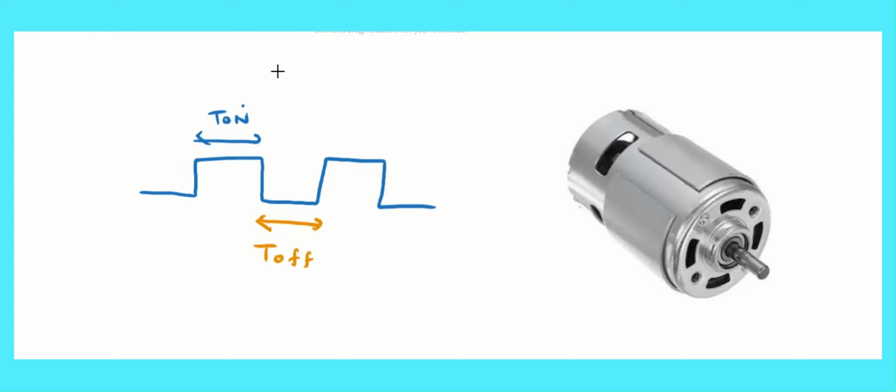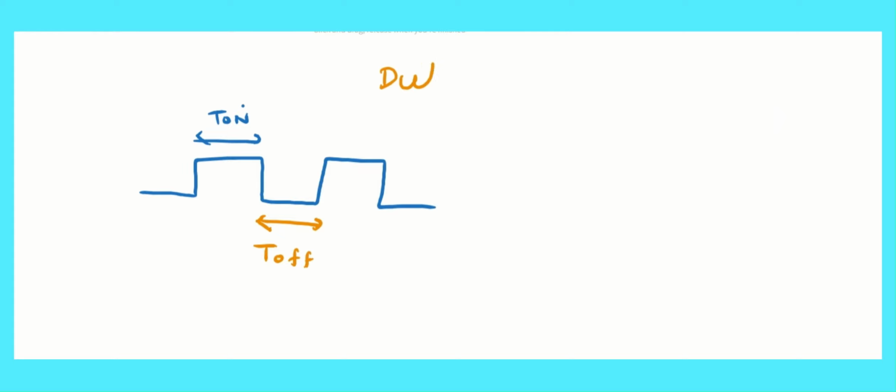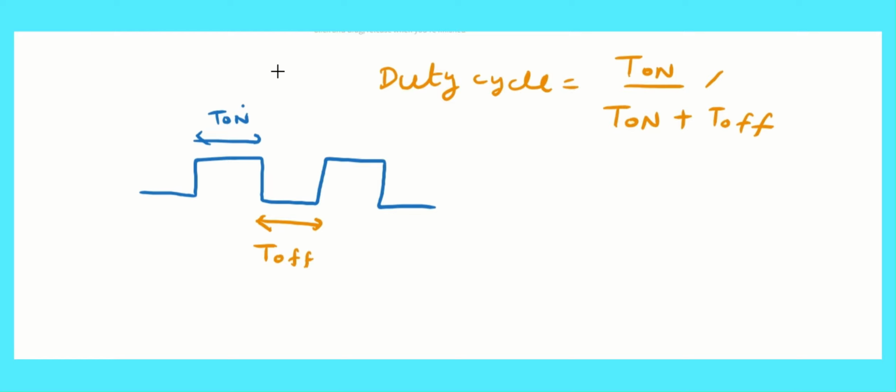A key concept in PWM is the duty cycle. The duty cycle represents the percentage of time the signal stays ON during one complete cycle. For example, a 50% duty cycle means the signal is ON for half the time and OFF for the other half, resulting in approximately half the output power.